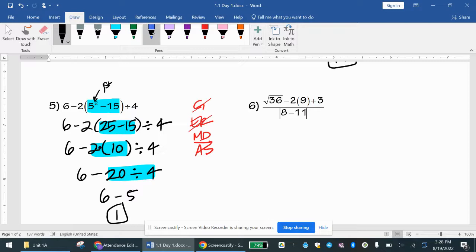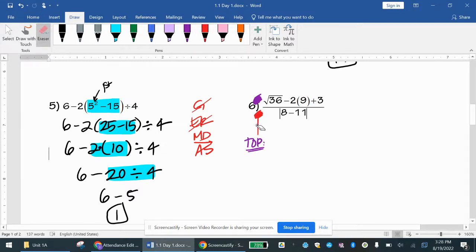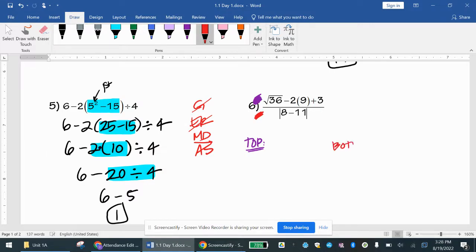Okay, now this next problem may look really intimidating. So what I recommend is to actually break it up into 2 parts. Find the solution or the answer to the top part first, and the answer to the denominator, the bottom. And then once you have the answer to the top and the bottom, you can reduce the fraction or divide.